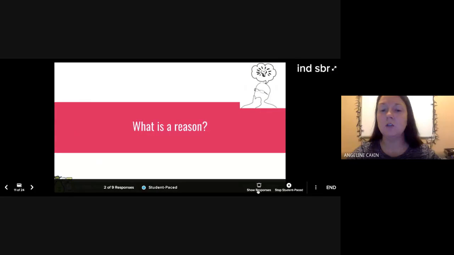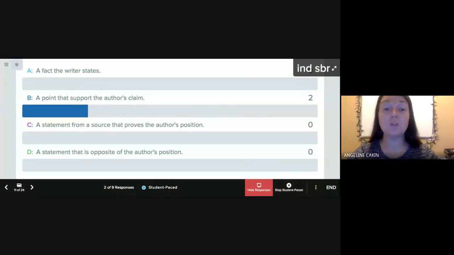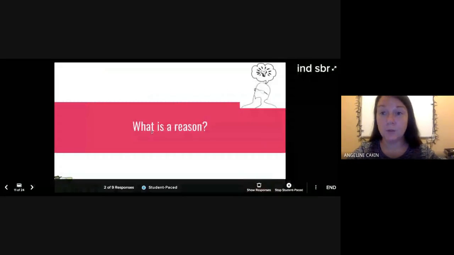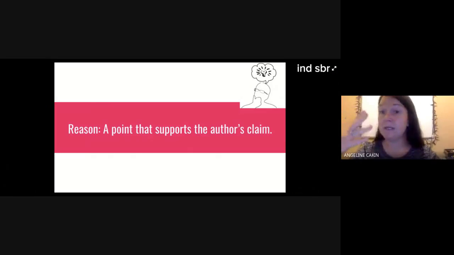Is it the fact the writer states, a point that supports the author's claim, a statement from a source that proves the author's position, or a statement that is opposite of the author's position? So click which one you think it is. So a reason is a point that supports the author's claim. So it's just a point. It is not necessarily a fact. We're going to get into that, okay? But it's a reason, and it supports the author's claim.